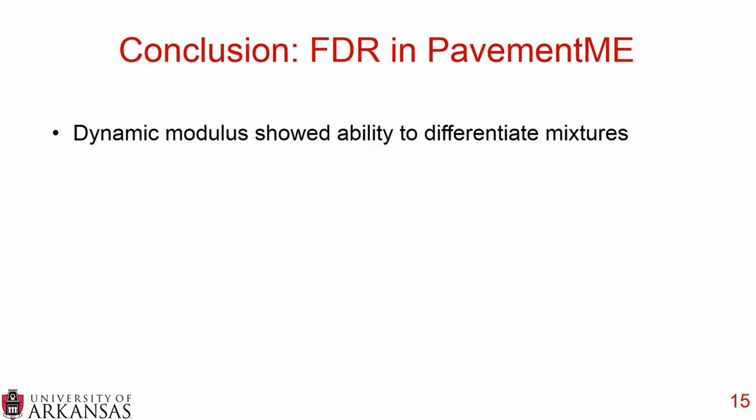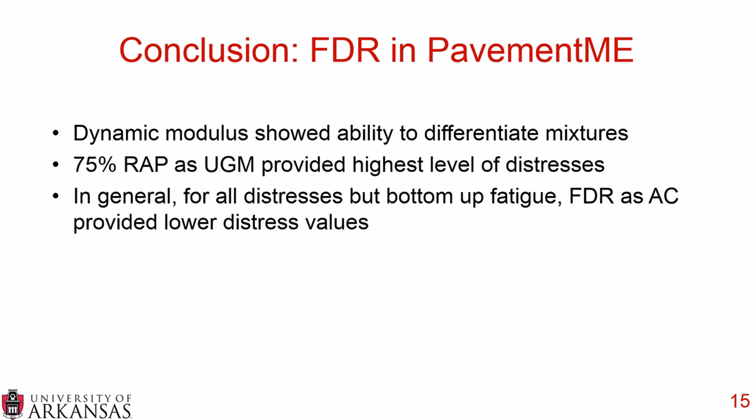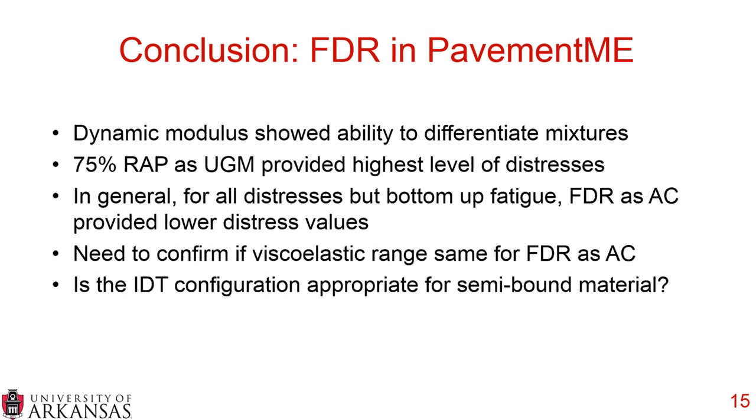So in conclusion, we did find that dynamic modulus showed the ability to differentiate the mixtures. We found that 75% RAP as an unbound granular material provided the highest level of distress. And in general, for all distresses but bottom-up fatigue, FDR as an asphalt concrete layer provided the lowest distress values.